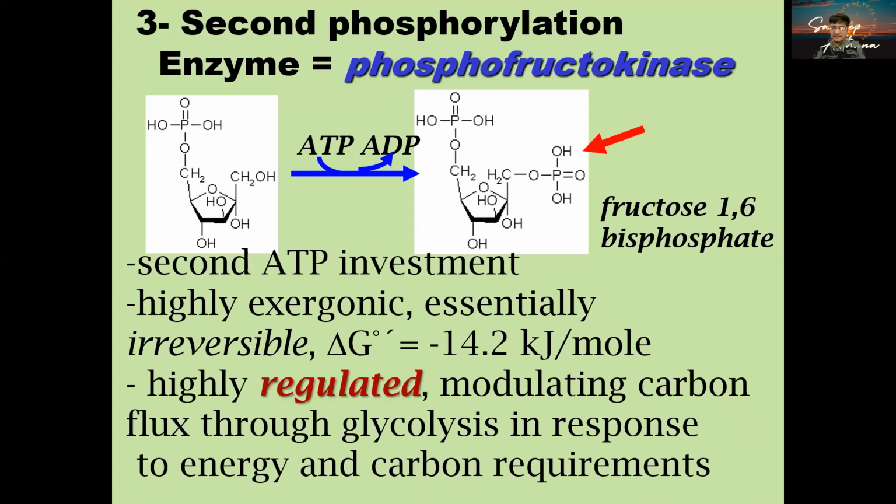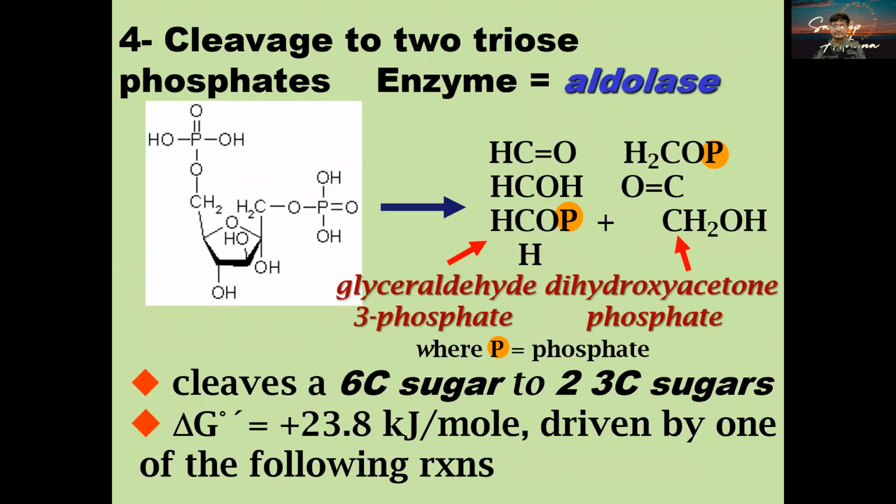So this is the step that is going to modulate the carbon flux through glycolysis in response to the energy and carbon requirement. The basic fact is that when the energy is sufficient, glycolysis is not required. That can be in the form of breakdown products or the ATP level, which can matter.